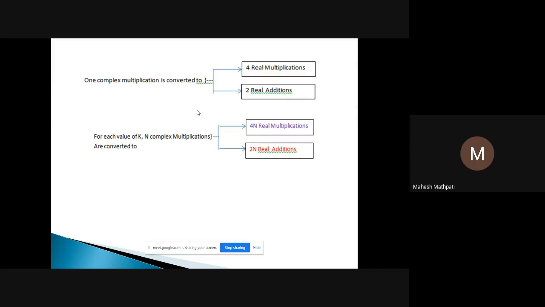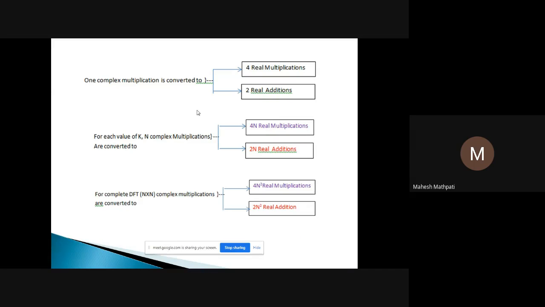So what is the answer here? If you want to calculate the complete DFT, that means you have n into n complex multiplications, then what will be the real multiplications and what will be the real additions? 4n square. Yes, it is 4n square real multiplications and 2n square real additions. Please write down this: equals 4n square real multiplications and 2n square real additions.